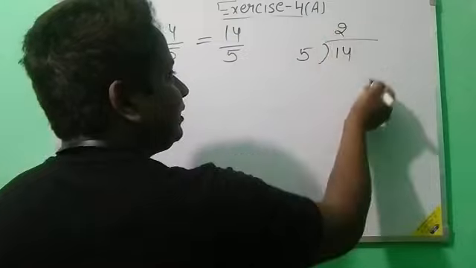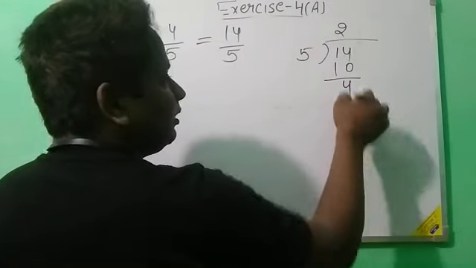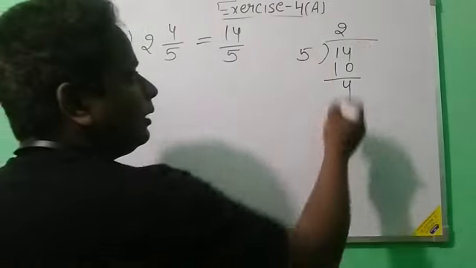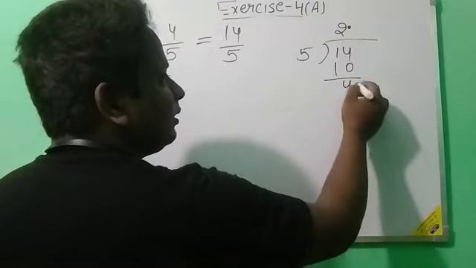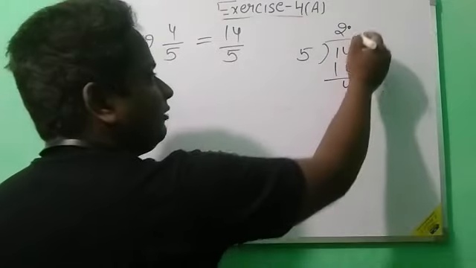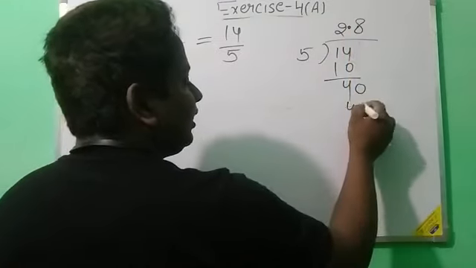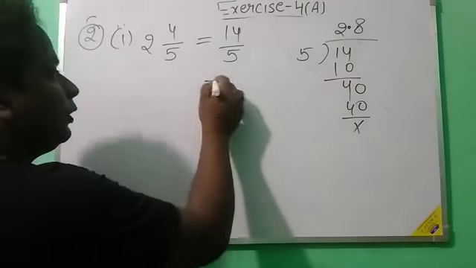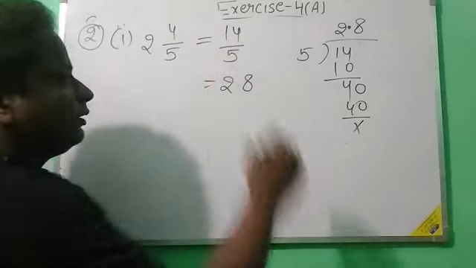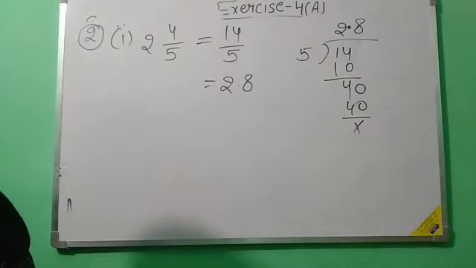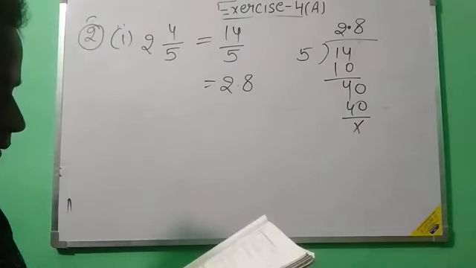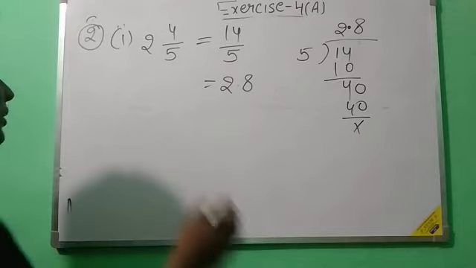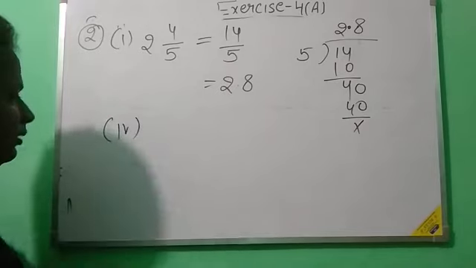So 5 twos are 10. 4 minus 0 is 4. Place a decimal here. Place a 0 here. 5 8s are 40. So your answer becomes 2.8. Very simple question. Take one more example. This is interesting. Part number 4.